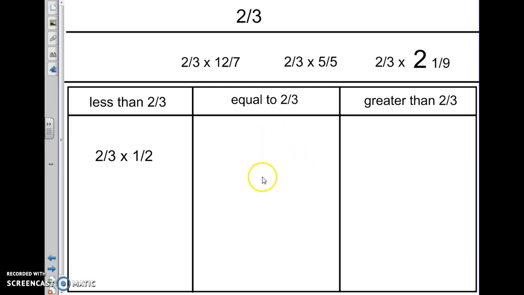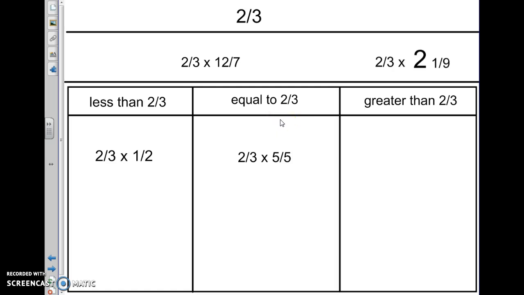So which one or more expressions would fit into equal to 2/3? Which one would give us a product equal to 2/3? So in order for us to get a product equal to 2/3, that would mean I would be multiplying by a factor that is equivalent to 1 whole. 12/7 is an improper fraction. It's more than 1. 2 1/9 is obviously more than 1. But 5/5, remember, if the numerator and the denominator are the same, that equals 1 whole. So 2/3 times 5/5 is going to give us a product equal to 2/3.